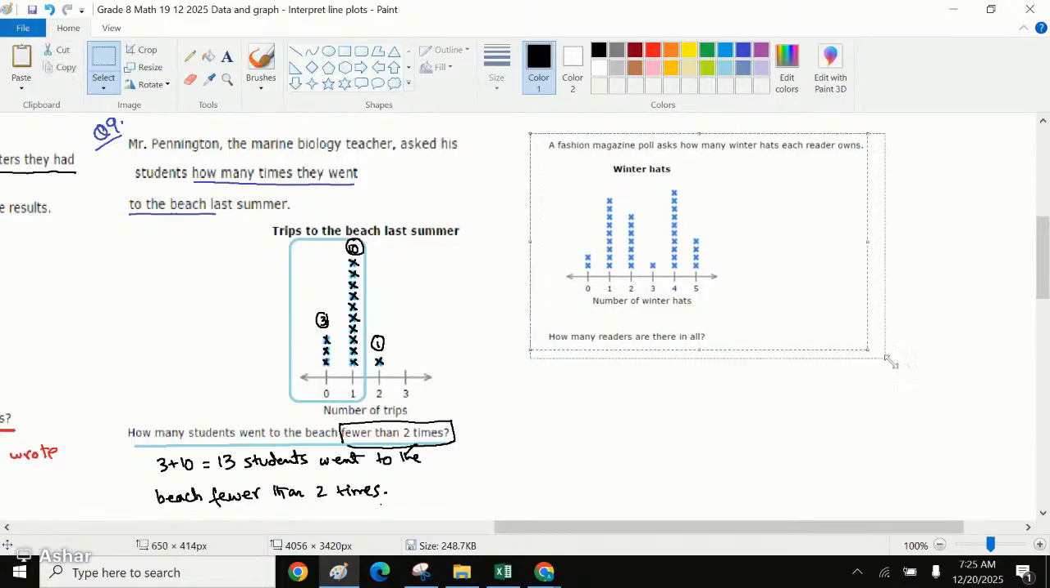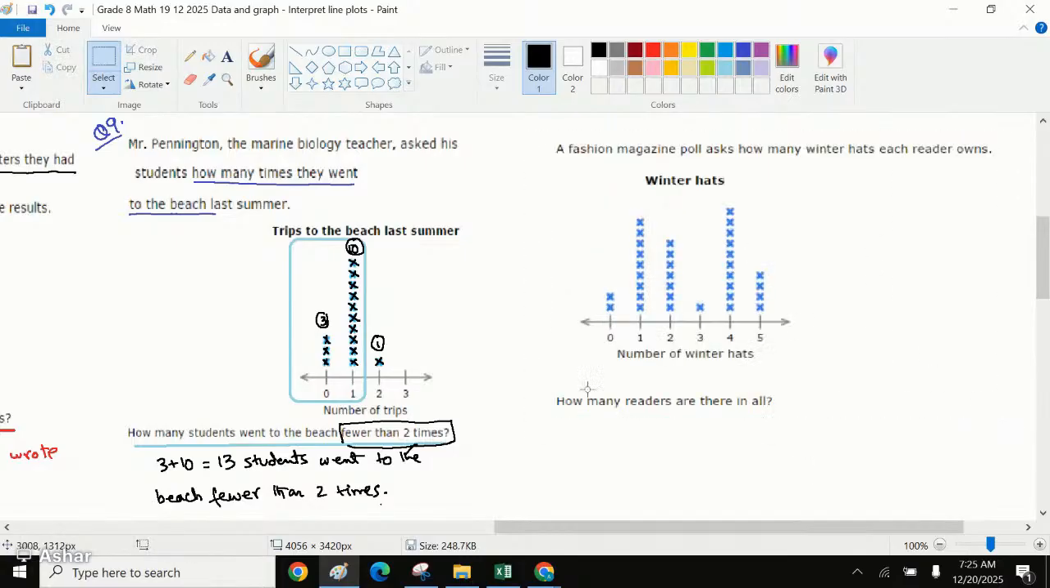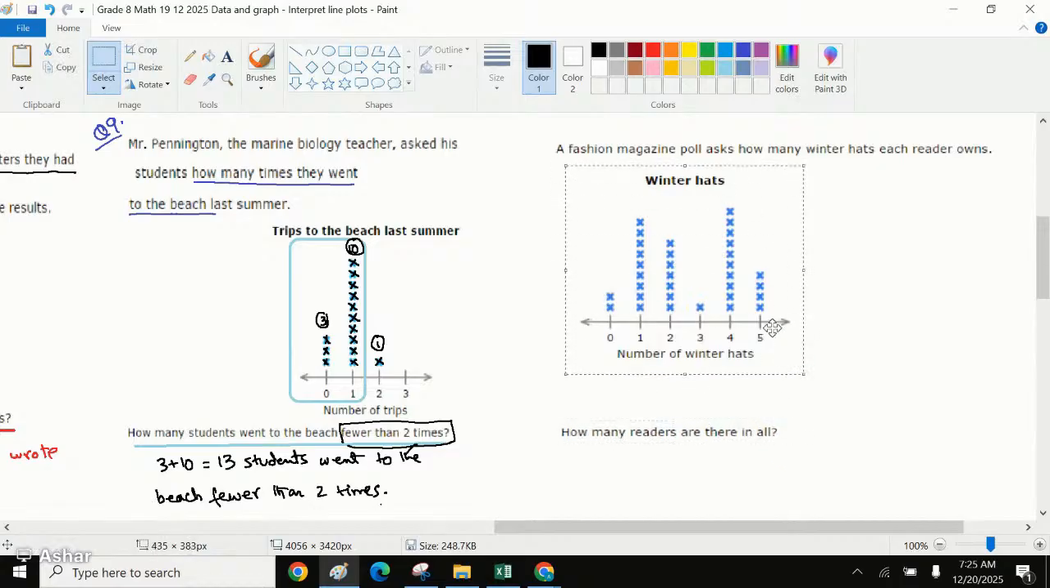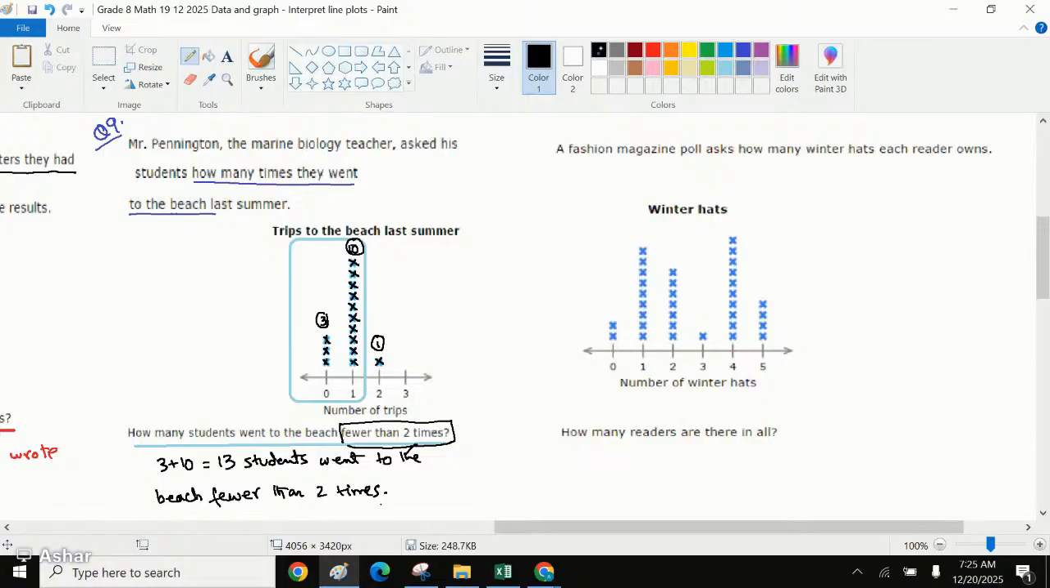Okay, this is a question given to us, and this is the information that is given to us. Let's say this is question number 10. A fashion magazine poll asked how many winter hats each reader owns. The question is how many readers are there in all? That means we need to find all the values, right?